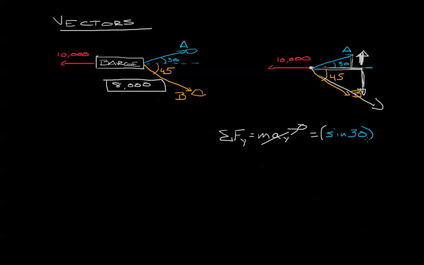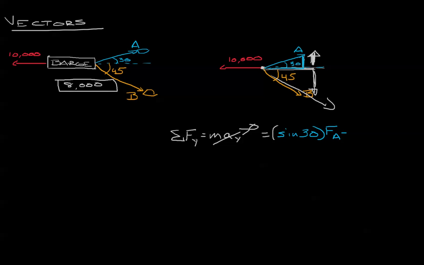sine of 30. So we're going to take a look at just the vertical component of A: the sine of 30 times force A. So we take the total amount as that hypotenuse, and the vertical component is sine of 30. That's going in the vertical direction. And then we're going to subtract from that, in the negative direction, let's move this a little bit to give ourselves some more space, cosine of, whoops, sorry, that's not cosine, I'm getting ahead of myself. That's going to be sine as well, sine of 45.